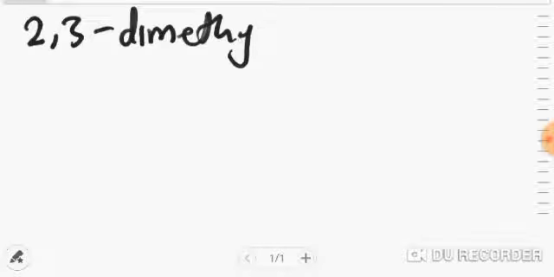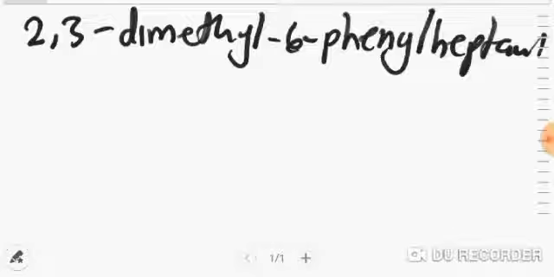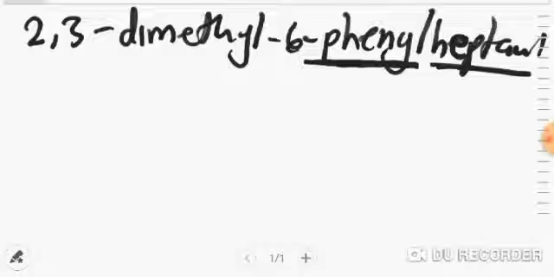So let's move to the other one. The other one is 2,3-dimethyl-6-phenylheptane. So we're still dealing with a 7 carbon alkane, since it's a heptane, and then we also have a phenyl group, and then we also have 2 methyl substituents. So we have 2 types of substituents, methyl and phenyl.